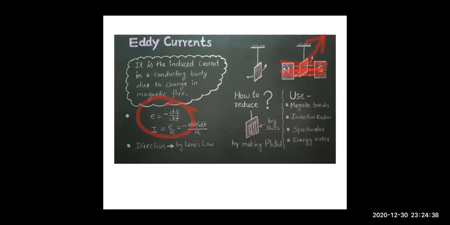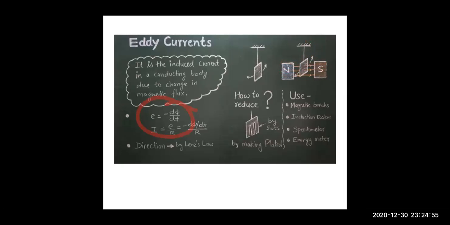in this plate. And the eddy current which is produced, its direction will be such that it opposes the reason of its production, right? So what happens is, what is the reason of production?